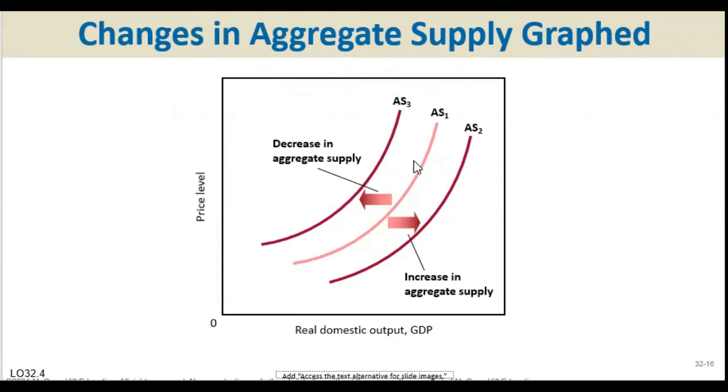The shift from AS1 to AS2 is an increase. The rightward shift is an increase in the aggregated supply curve. And the shift from AS1 to AS3 represents a decrease in the aggregated supply schedule.